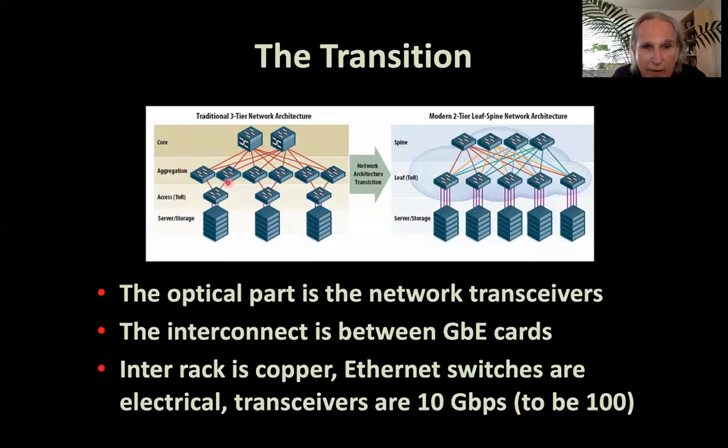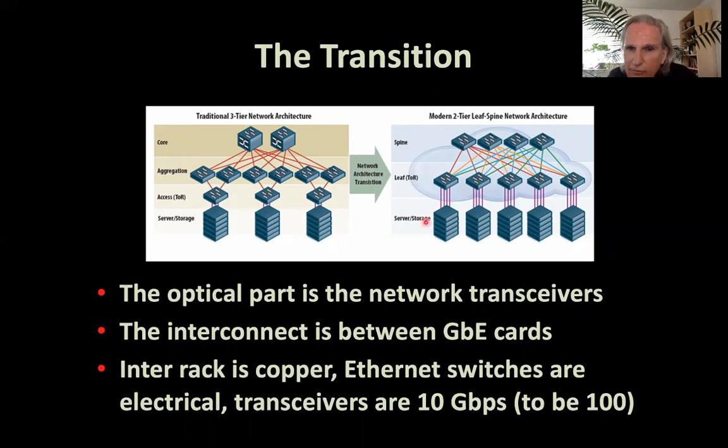There were these aggregators in here in order to accommodate those 1 gigabit per second with faster stuff coming out from the core. Now all data centers go to this so-called 2-tier leaf spine network architecture. And just to get to this is very important to silicon photonics. The optical part of the network is all network transceivers. Let's take a look at that.